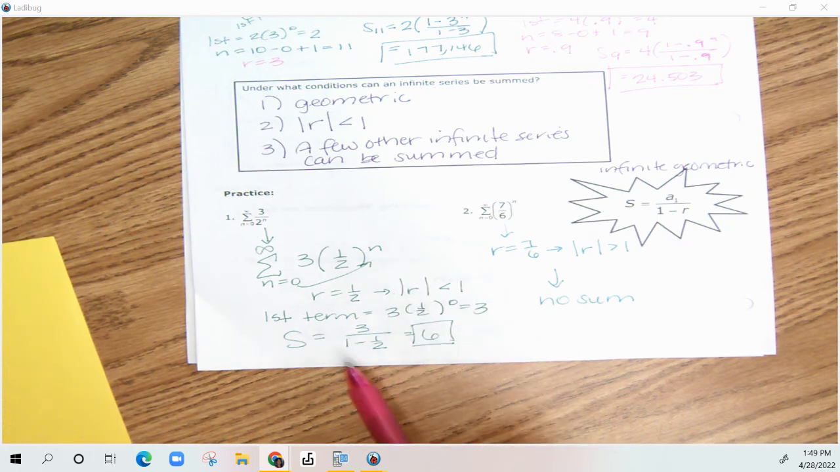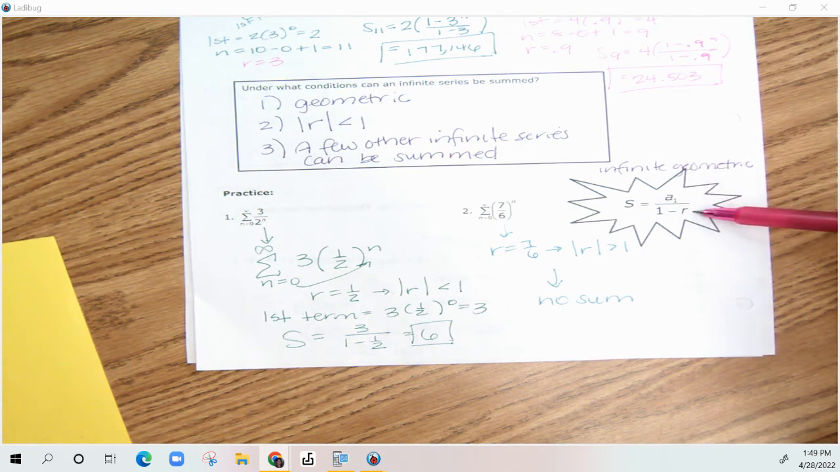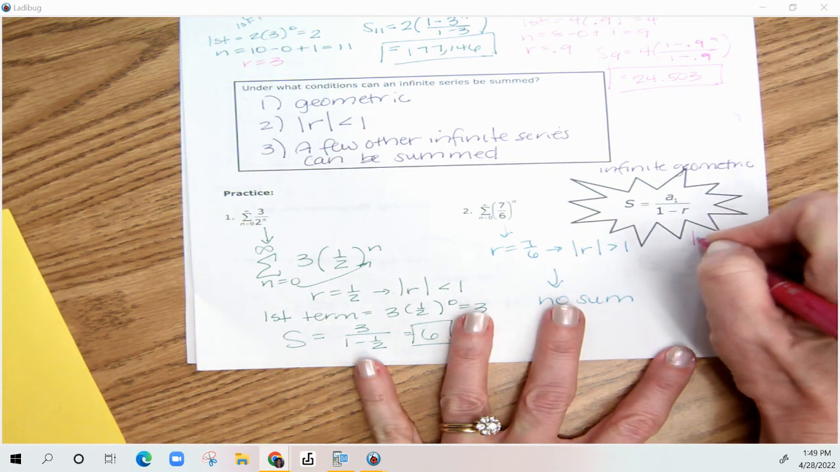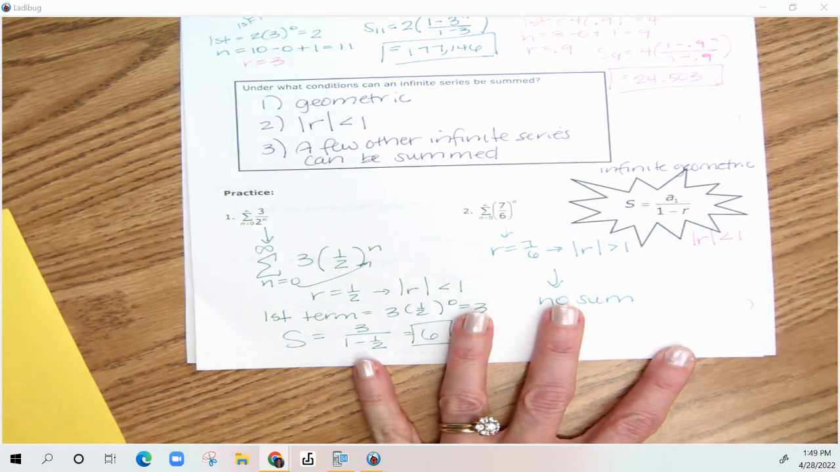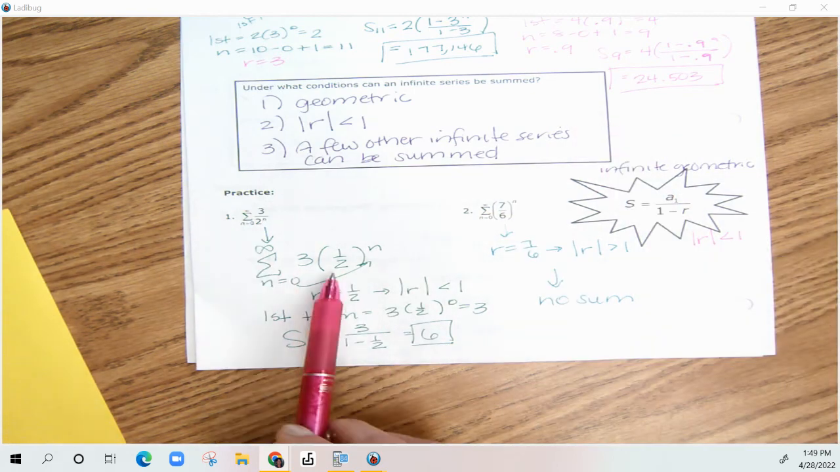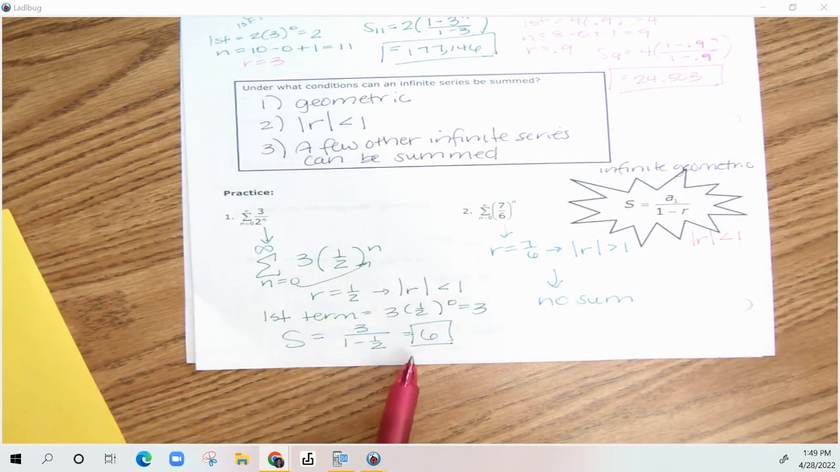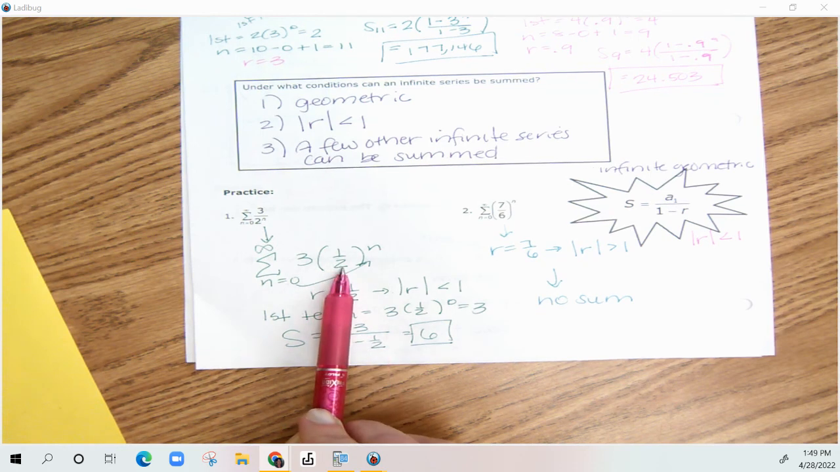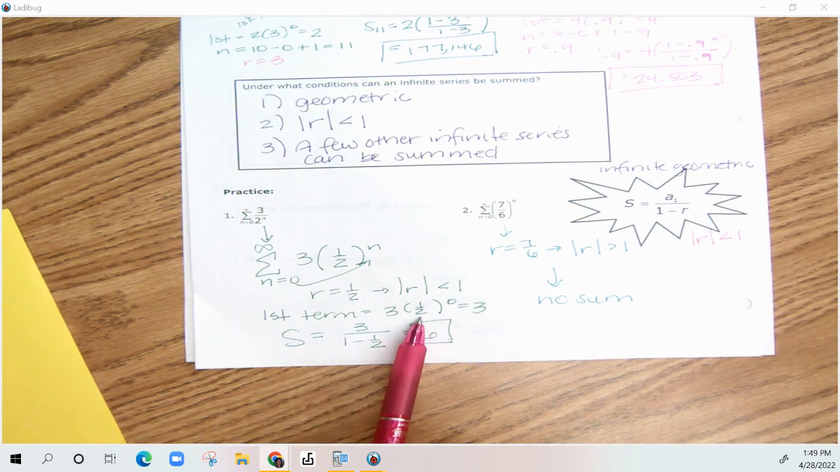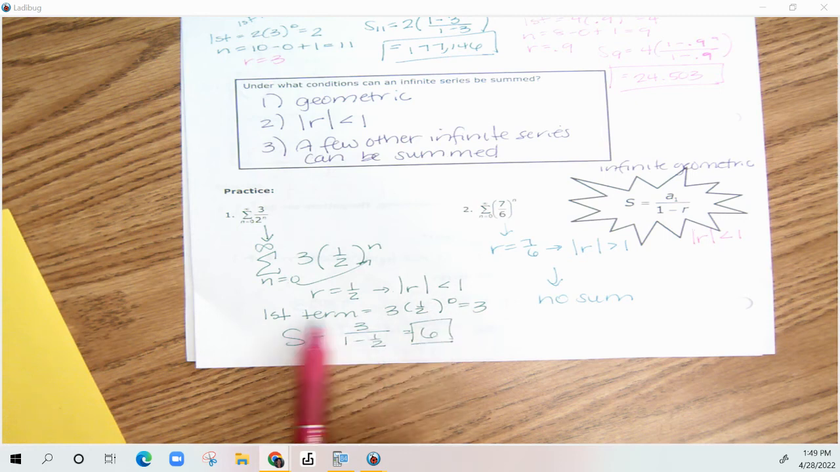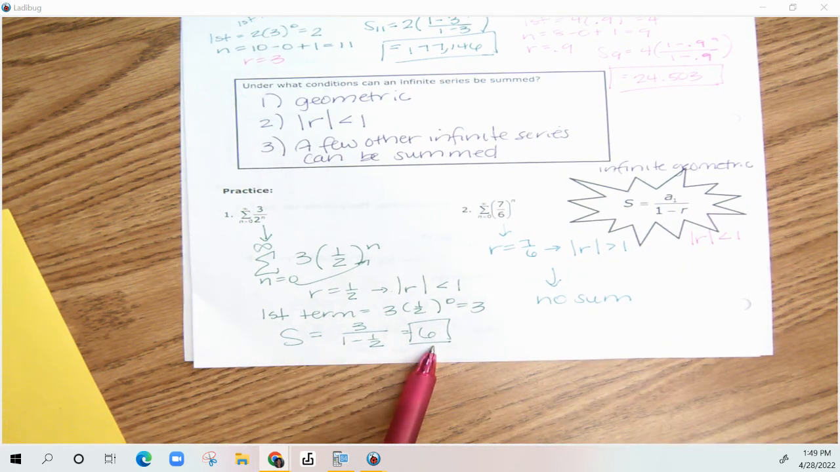So the formula is the sum of an infinite geometric series is a sub 1, the first term, over 1 minus r. But again, the absolute value of r must be less than 1. So if you write it like this, I can see if I plug in 0, I got the first term is 3. The common ratio is the base to the exponent, which is 1/2. 1/2 is less than 1. So I can just substitute into my formula. I get a sum of 6.